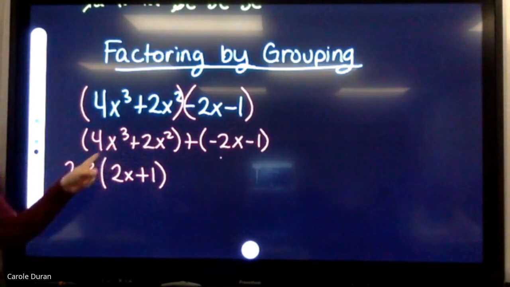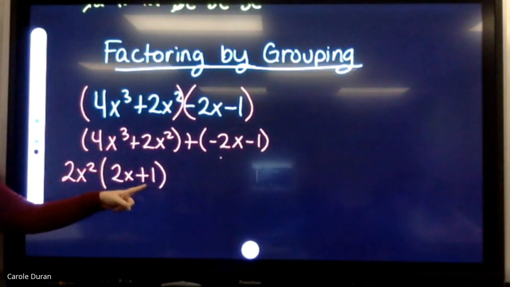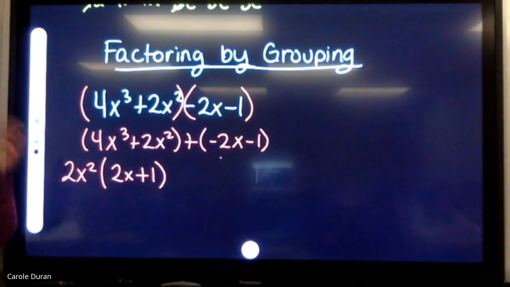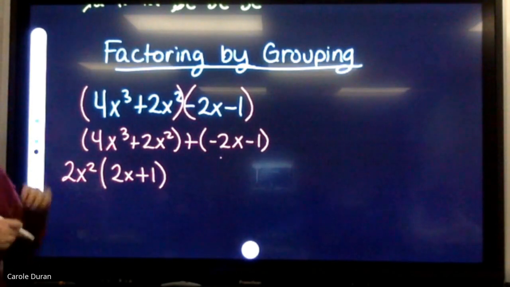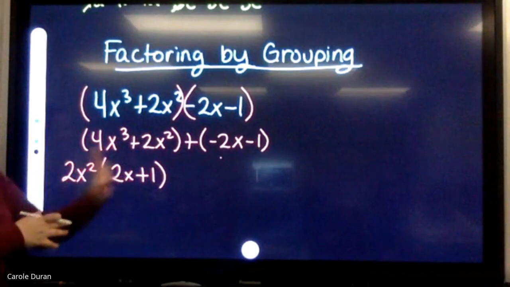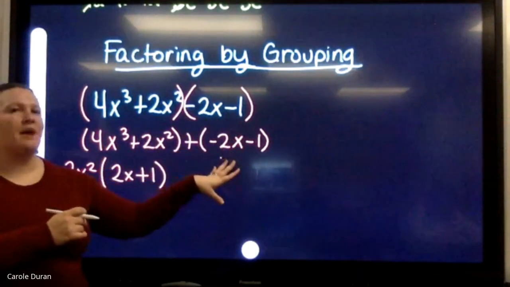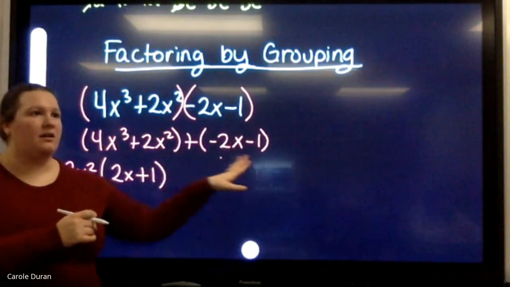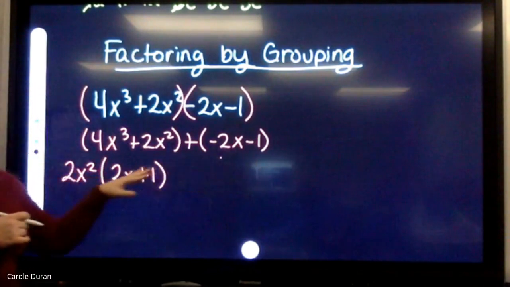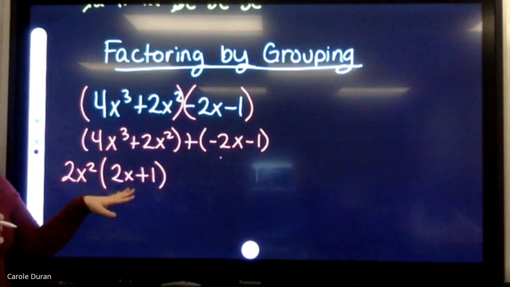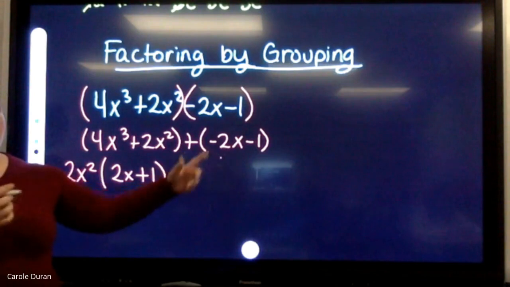2x squared divided by 2x squared is 1. Oh, okay. Yeah, we can't just get rid of it if it cancels out. It just becomes a 1. So now that I have this one, I look to my second grouping and I ask myself, what can I take out of this group that's going to leave a 2x plus 1 in there? Negative 1.